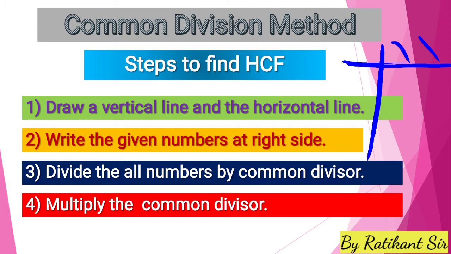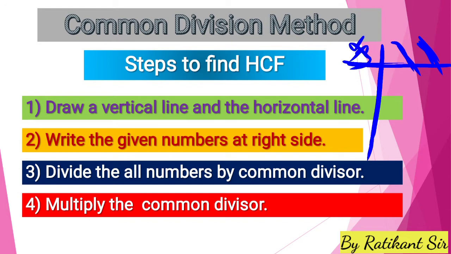Okay, divide all the numbers by a common divisor. It means this first number at the right side, and this is the second number, so we have to write a number at the left side, as you can see. You have to write the common divisor, meaning the number which can divide both the numbers, right?